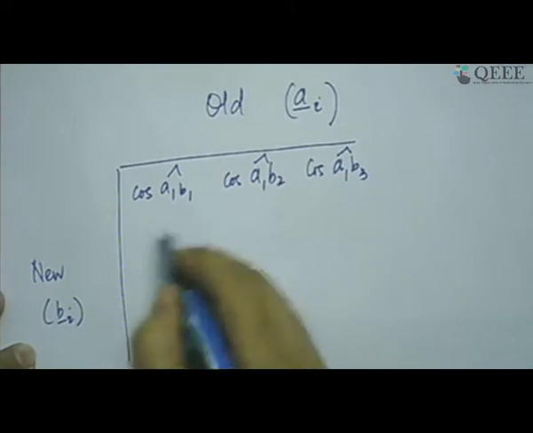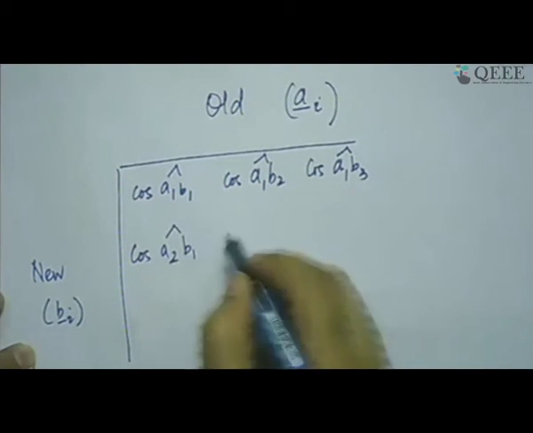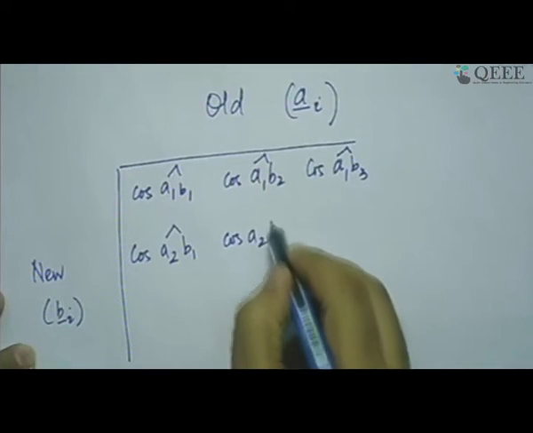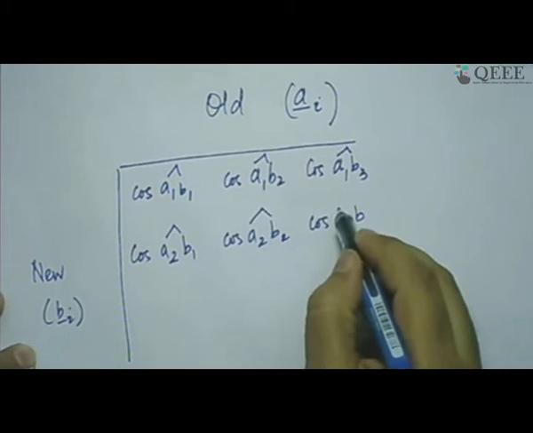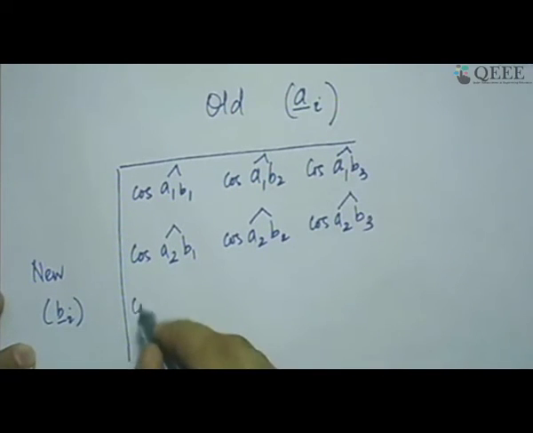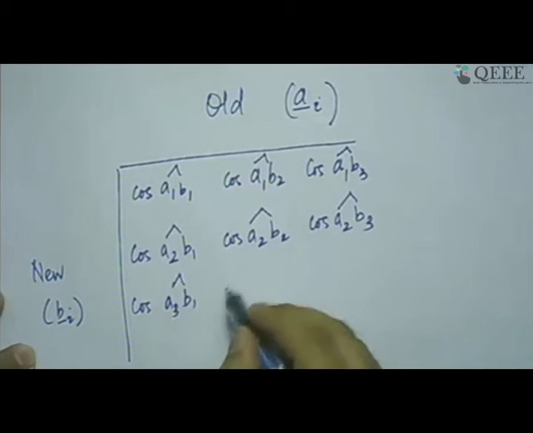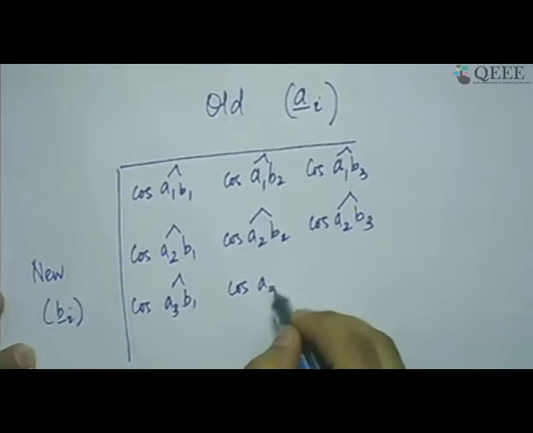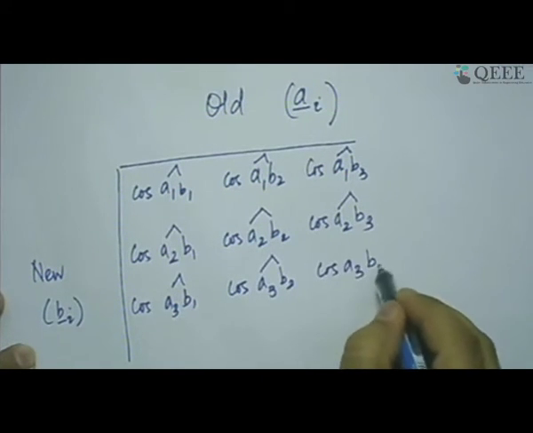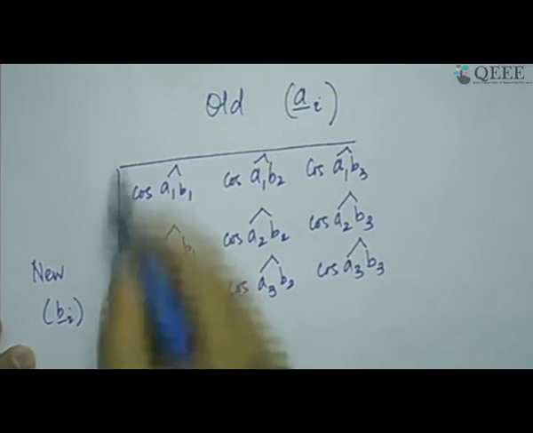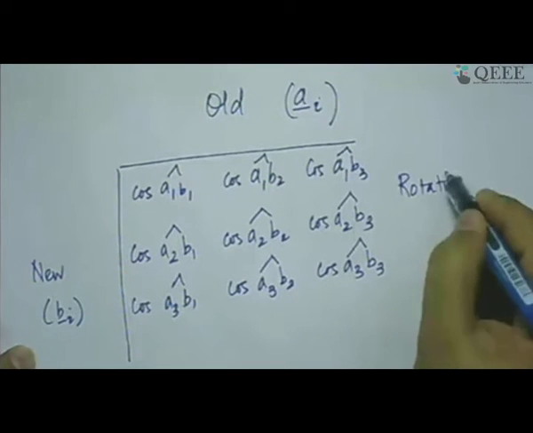Similarly, cosine of the angle A2 versus B1, cosine of the angle A2 versus B2, cosine of the angle A2 versus B3, and cosine of the angle A3 versus B1, cosine of the angle A3 versus B2, cosine of the angle A3 versus B3. So this matrix is known as the rotation matrix.